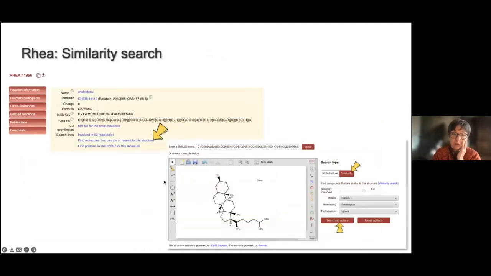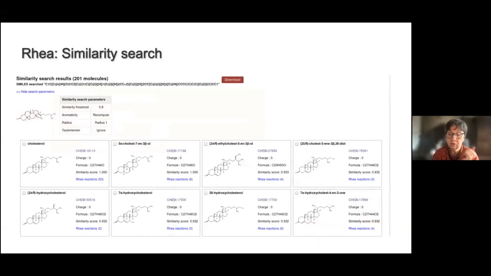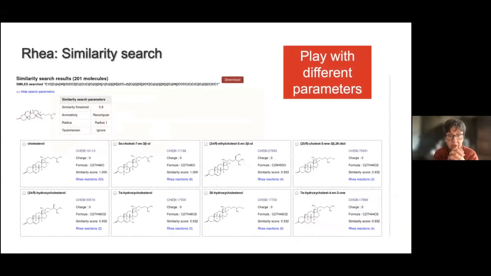You can access this structural search page from the Rhea homepage that I showed you at the beginning. If you click on find molecule that contains or resembles this structure, this form is automatically filled with the data you selected. For instance, if we want to perform a similarity search, we select this option. Once again, you will get the resulting KB compounds that fit your query. So play with the different parameters in order to refine your search.